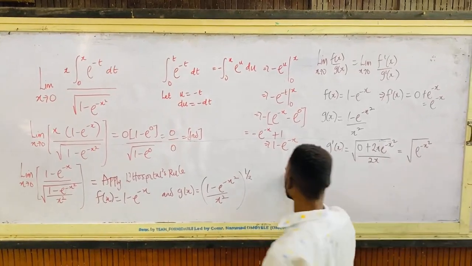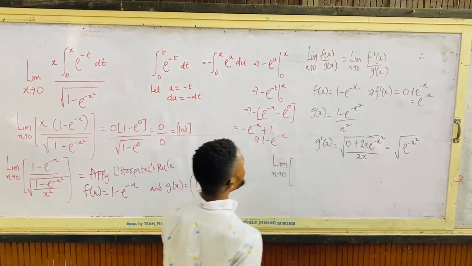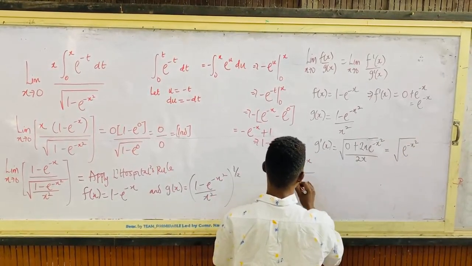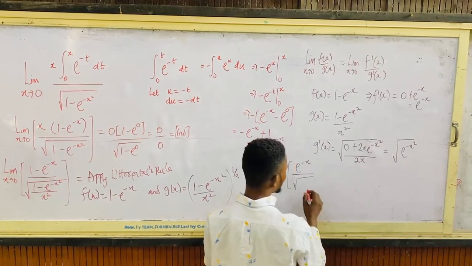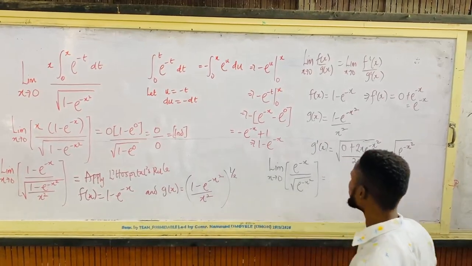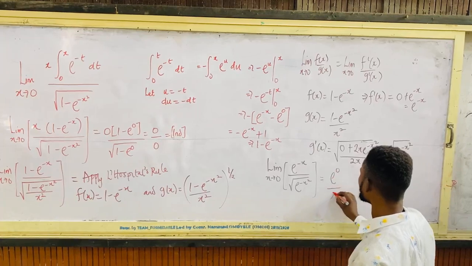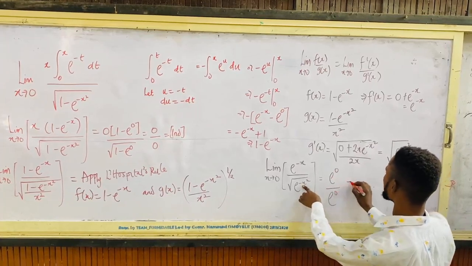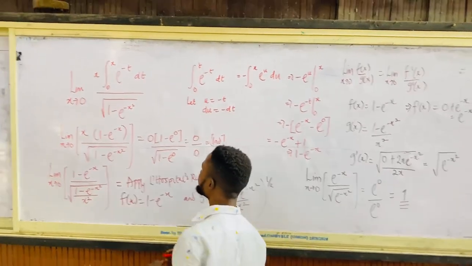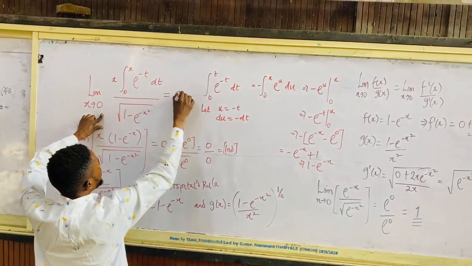So the limit becomes, as x tends to 0, f prime of x, which is exponential minus x, over the square root of g prime of x, which is exponential minus x squared. So input the value of x as 0, that's exponential 0 over exponential 0, that's 1. That implies that the limit value of this function is equal to 1.